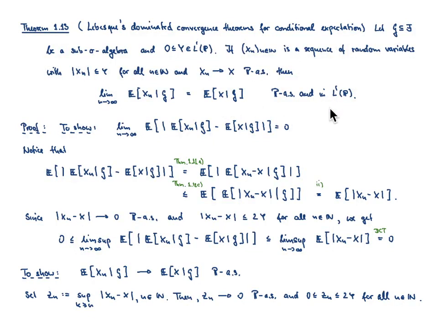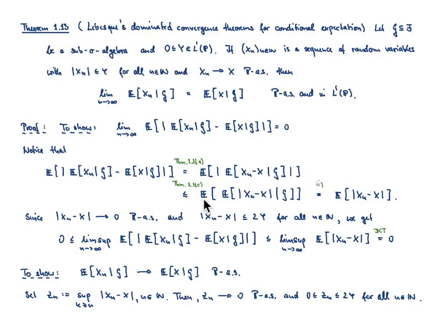So let us first address the convergence in L1. We have to prove that the limit as n tends to infinity of the expectation of the modulus of the difference between the conditional expectation of Xn given G and the conditional expectation of X given G converges to zero. So how to do that? In the first step, we simply use linearity to rewrite that object. By linearity, I can write that expectation as the expectation of the modulus of the conditional expectation of the difference between Xn and X. Now I can use the triangular inequality, which allows me to take that modulus inside the conditional expectation. In that way, I obtain an upper bound.